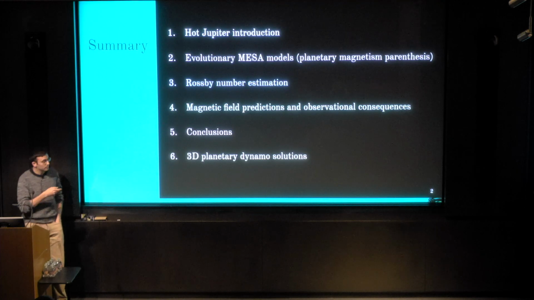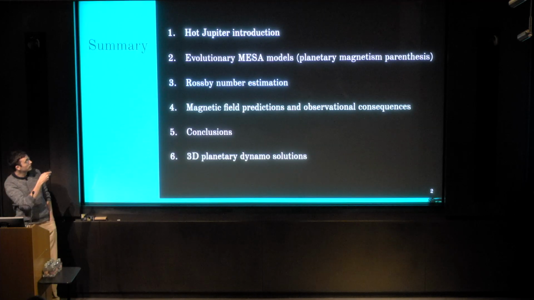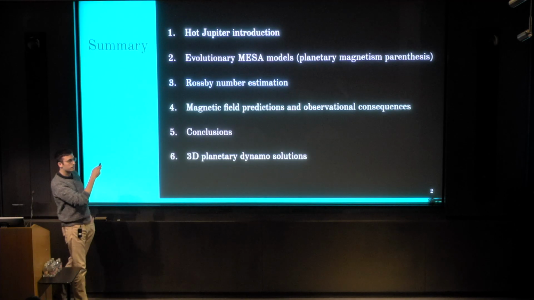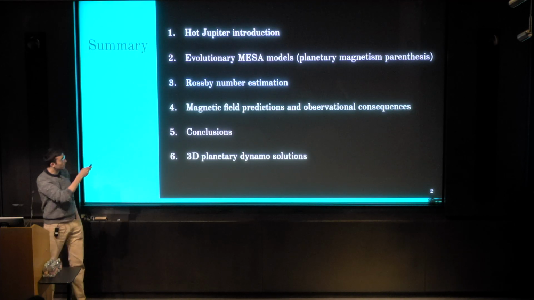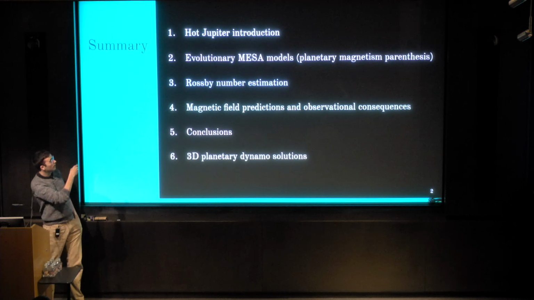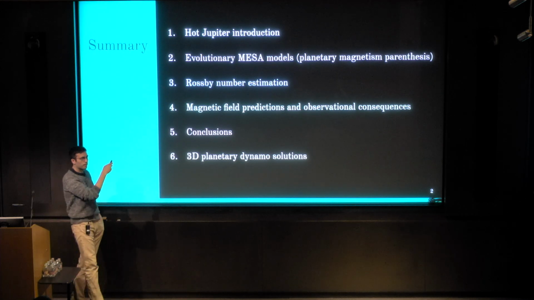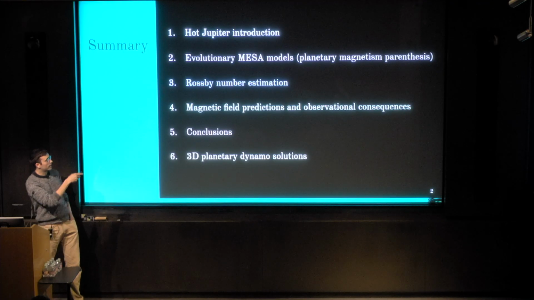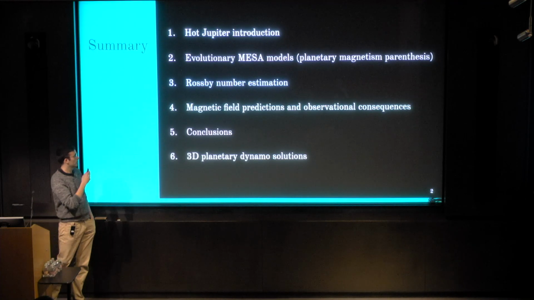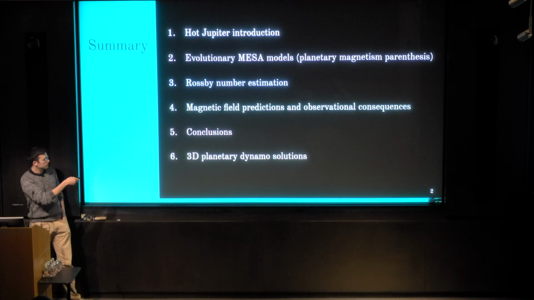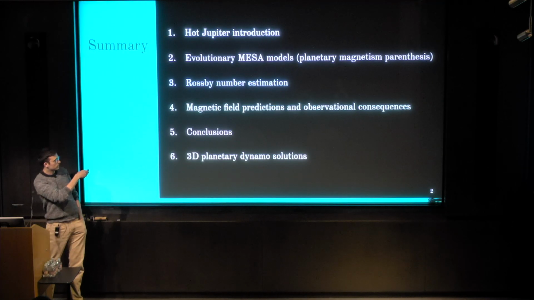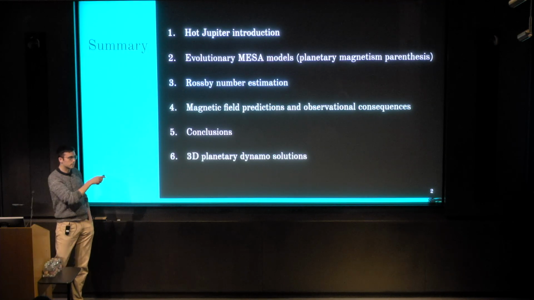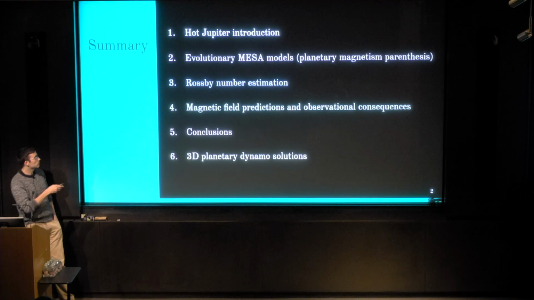So I'm going to first give a brief introduction about hot Jupiters and what evolutionary models with MESA we've been playing with, and then the Rossby number estimation inside these hot Jupiter models, and the magnetic field predictions and observational consequences. And if I have time, I will give what I'm doing now, which is about taking these results and putting them into 3D simulations.